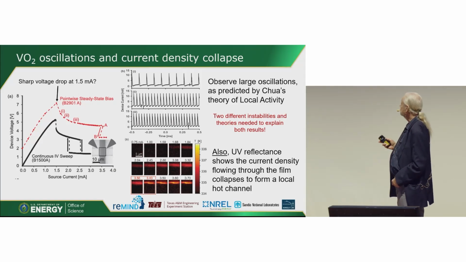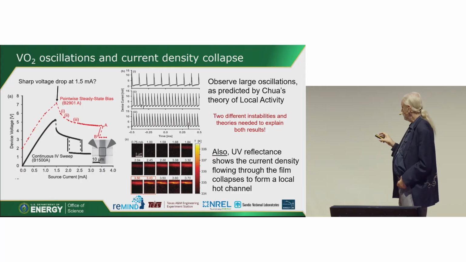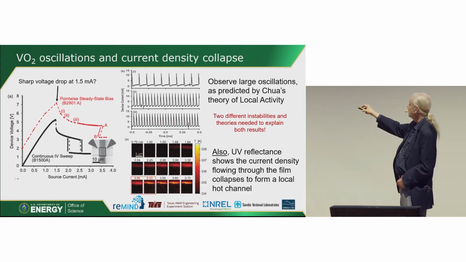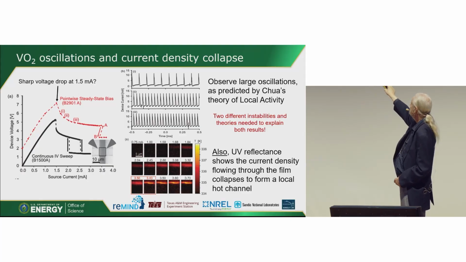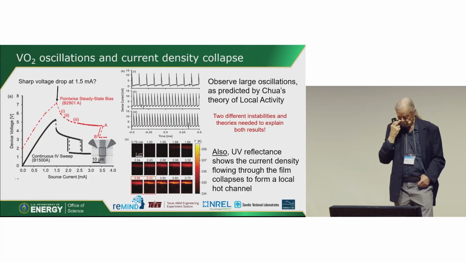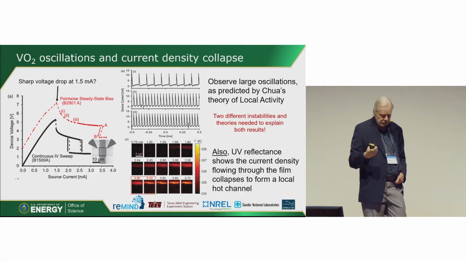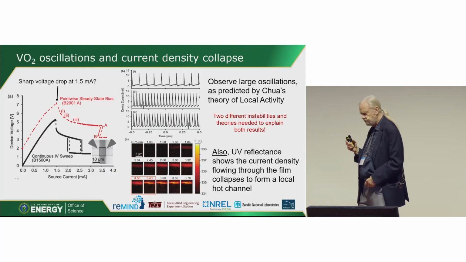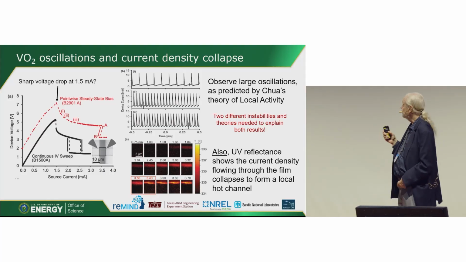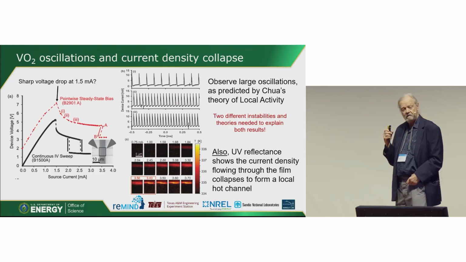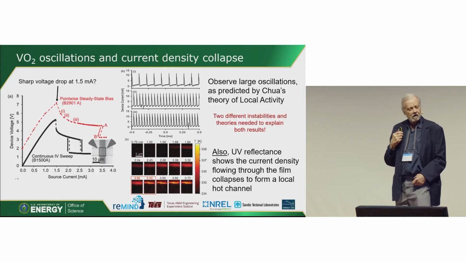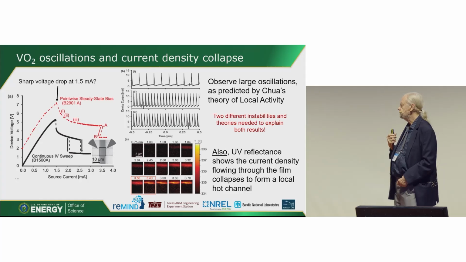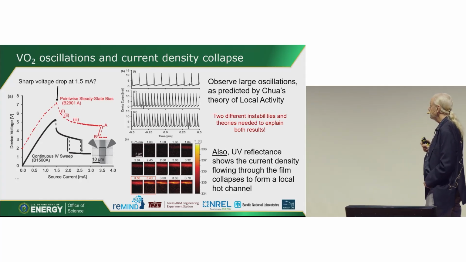So you've got a system that, when biased at a particular current, in this case, you will get a set of oscillations, and it turns out that Leon Chua's theory of nonlinear dynamics allows you to calculate the intensity and the frequency of these oscillations very, very well. So we actually understand this.